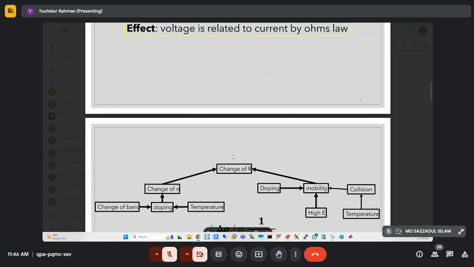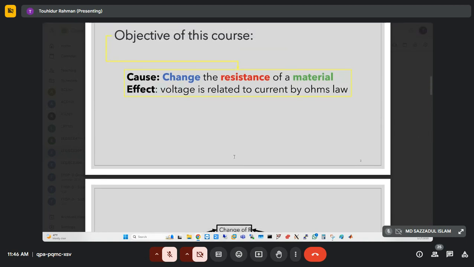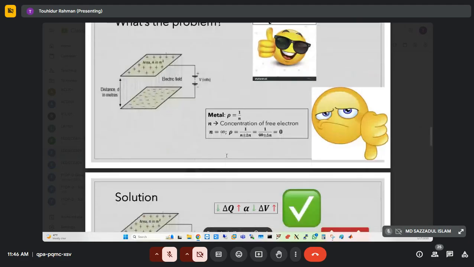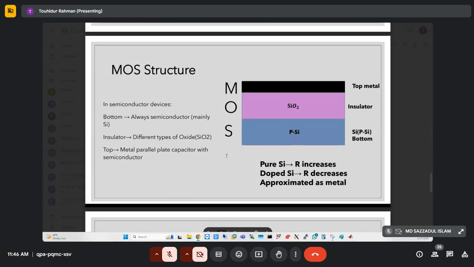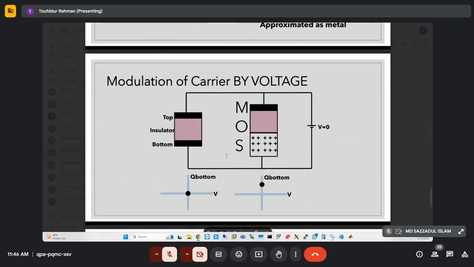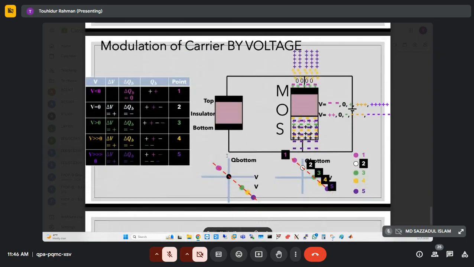The other way to state that question: how the semiconductor helps to change the resistance. So that's the MOS structure, and this is the comparison between the parallel plate capacitor and the MOS structure.